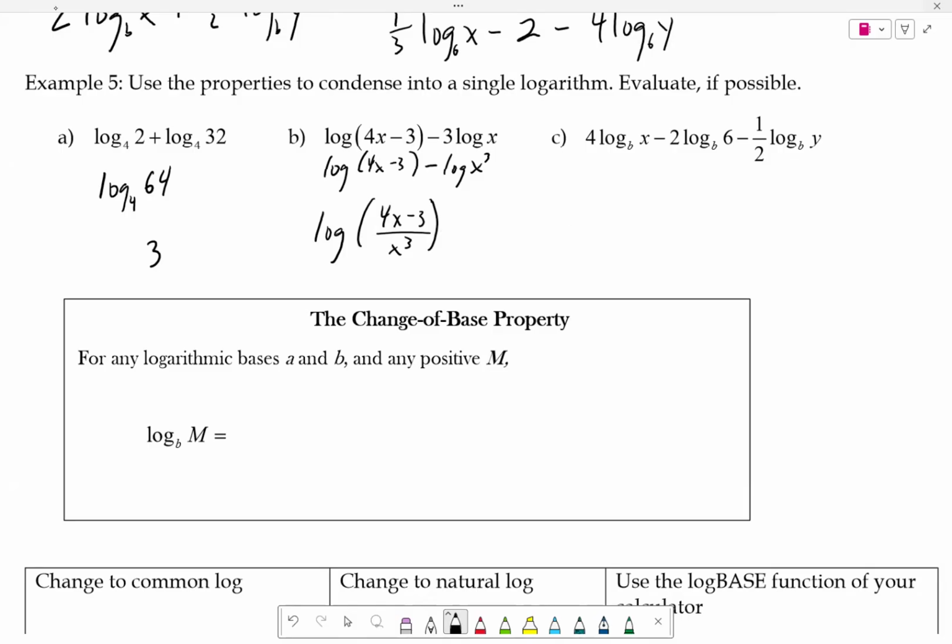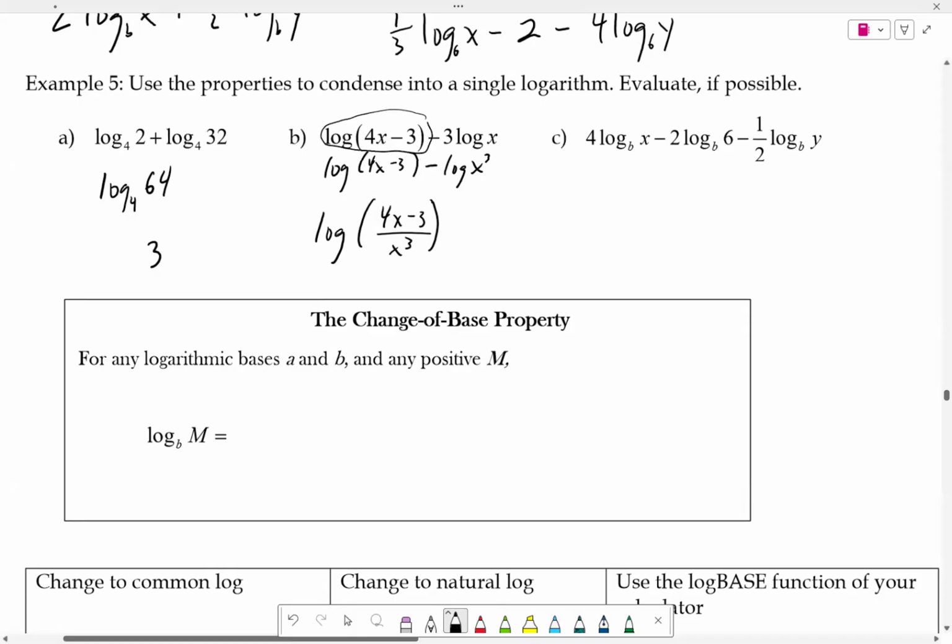A huge error that students make is to try to use the distributive property here. Why would that be inappropriate? Someone would say log of this minus log of that. Yeah, Ella. It's not multiplication. Distributive property is only for multiplication. So just because you see parentheses doesn't mean there's multiplication going on. The parentheses here just make the entire argument obvious, right? If it had not been there, that says something completely different.